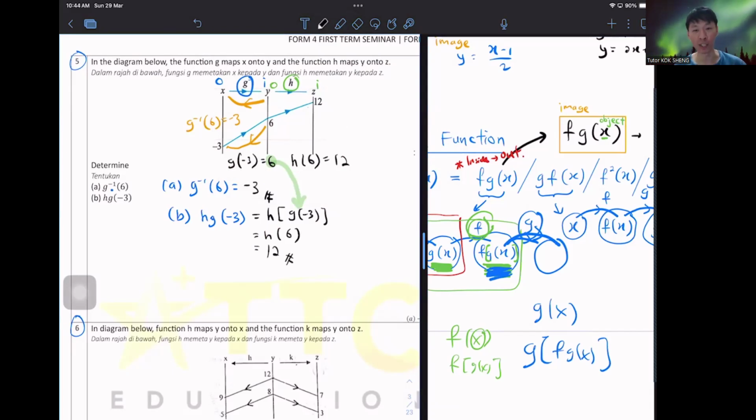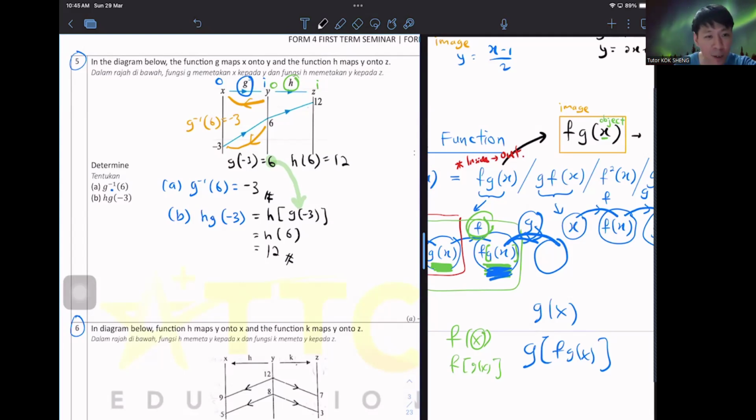Yes, just make sure you know the sequence, inside out for your composite. Number 5 done. Easy. But you can see the working actually not too long. Actually, A and B can write the answer straight away. No need to write so many steps. I write for you to see only. Okay, so number 5 done. If you're not sure, please let me know.